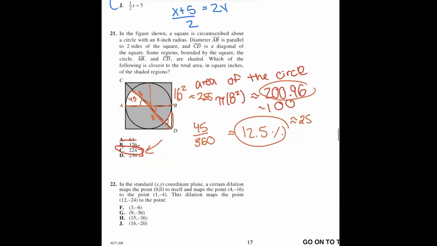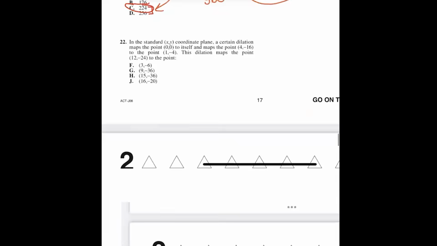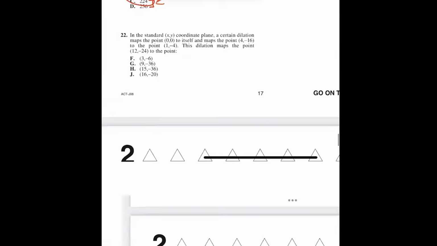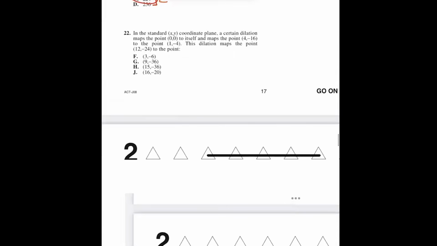Okay, so on number 22, let's go ahead and get started with that one. So in the standard xy coordinate plane, a certain dilation maps the point 0, 0 to itself and maps the point 4, -16. There's a lot here. This dilation maps the point 2, -24 to what point? So what you're kind of listing out, it starts at 0, 0, and then it maps the point.